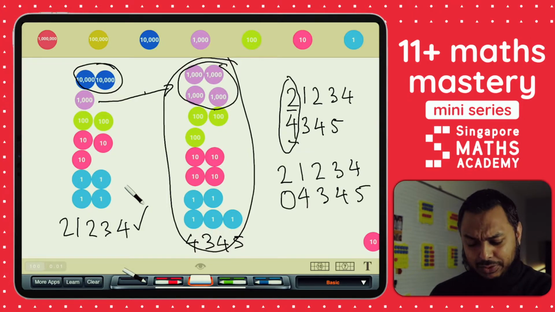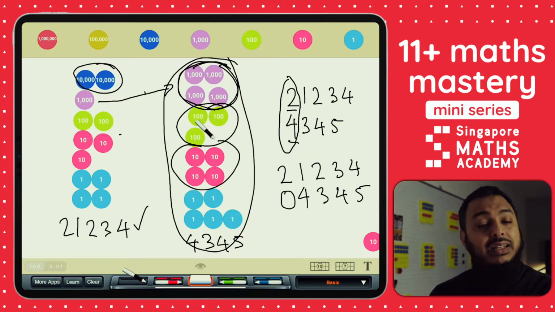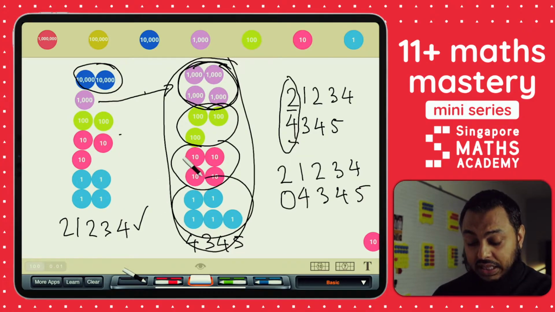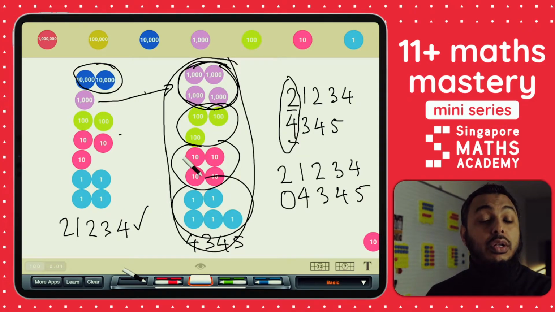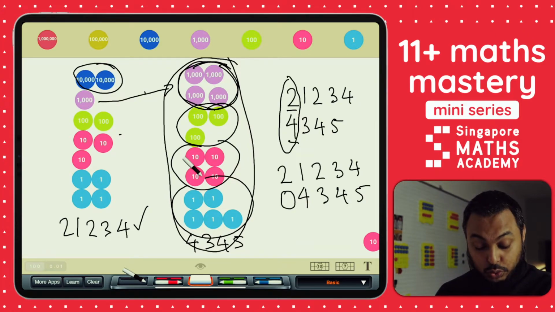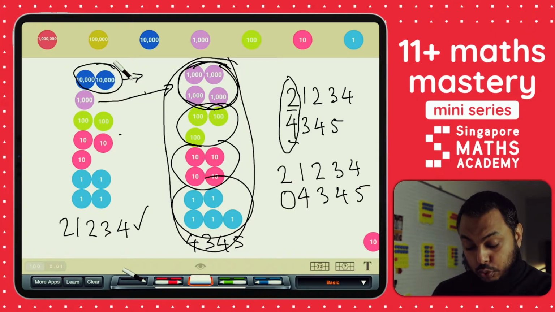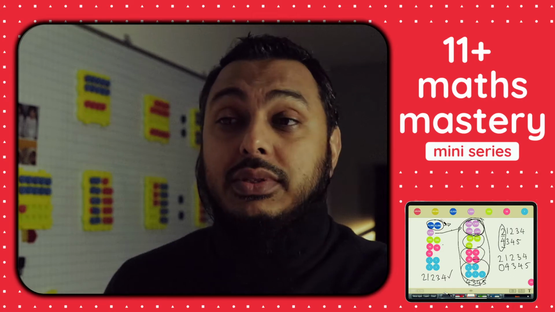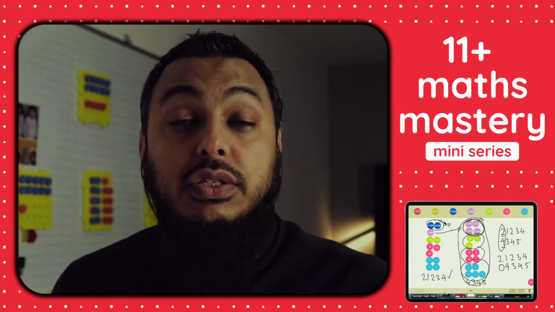That might be surprising, right? Because look, we've got more lots of 1,000s than this number. We've got more 100s than the other number. We've got more lots of 10s than the other number. And we've got more lots of 1s than the other number. So in every other column, 4,345 is larger than 21,234. But the key here is the 10,000s column. 4,345 doesn't have any 10,000s, and therefore it's going to be a smaller value.